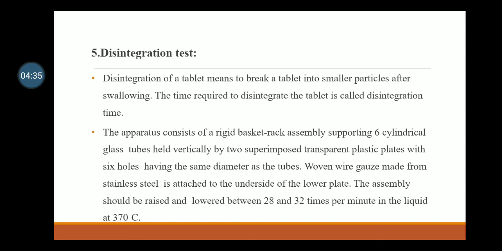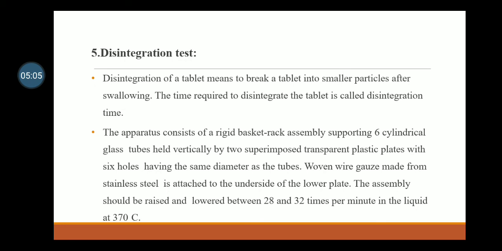Disintegration test. Disintegration of a tablet means to break a tablet into smaller particles after swallowing. The time required to disintegrate the tablet is called disintegration time. The apparatus consists of a rigid basket rack assembly supporting 6 cylindrical glass tubes held vertically by 2 superimposed transparent plastic plates with 6 holes having the same diameter as the tubes.